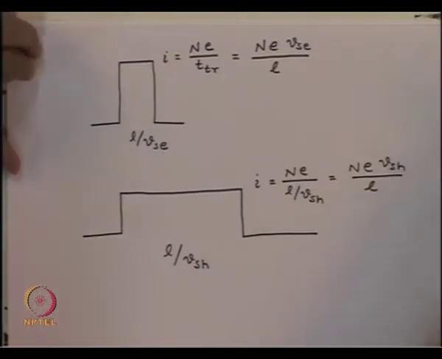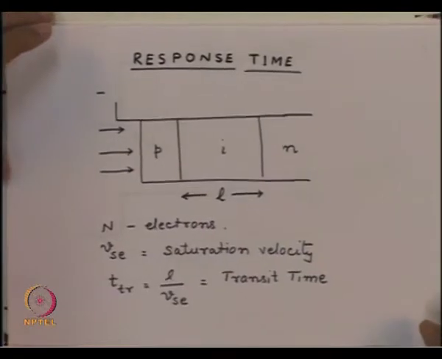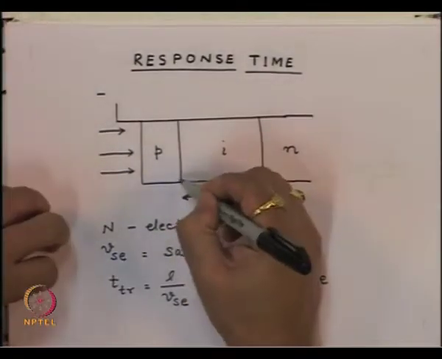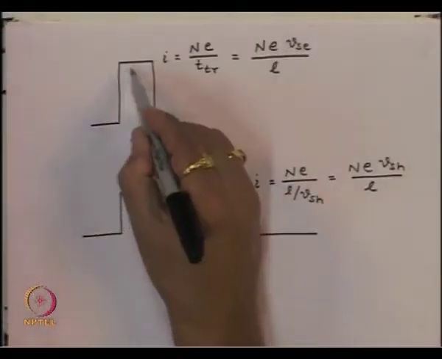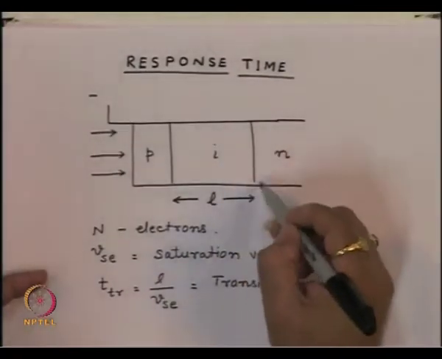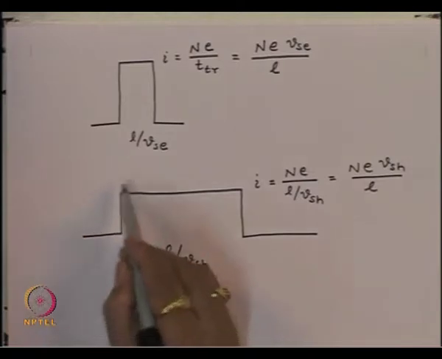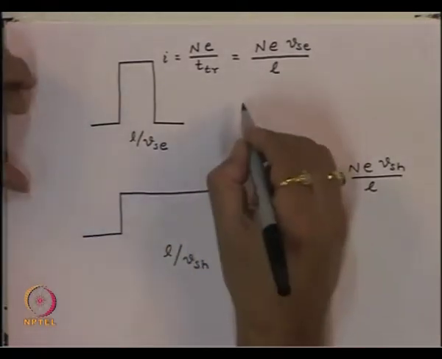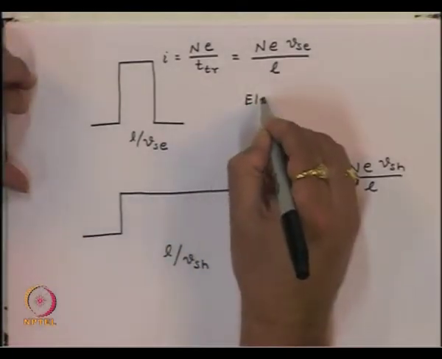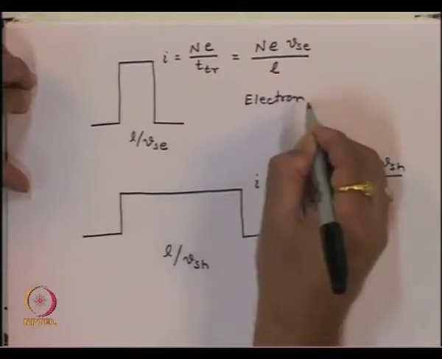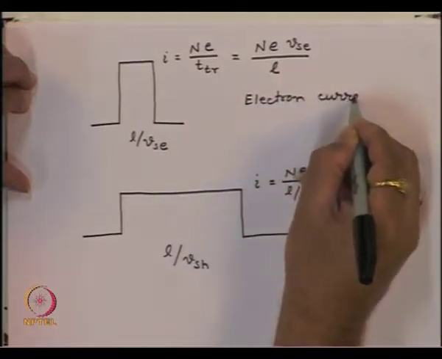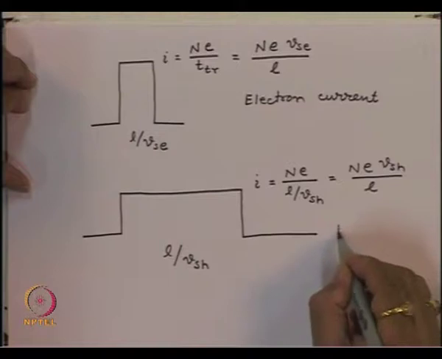So, in the simple case, as we see, if the carriers were generated near this edge, we will get a current pulse for this duration, whereas if the carriers were generated very close to this edge, then the current pulse will be this one. So, this one is the electron current and this one is the hole current.